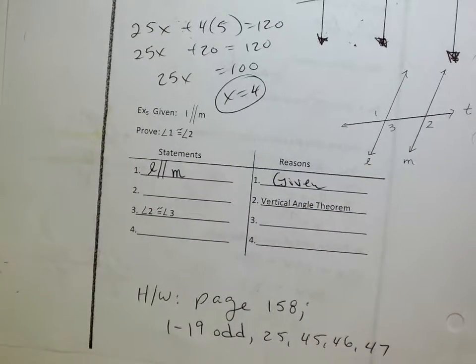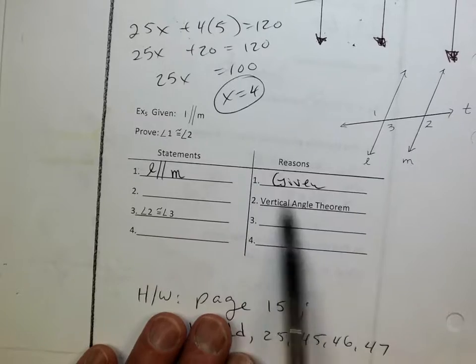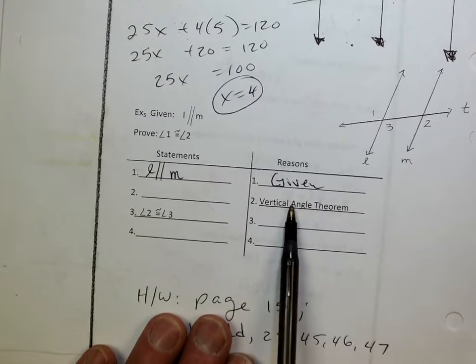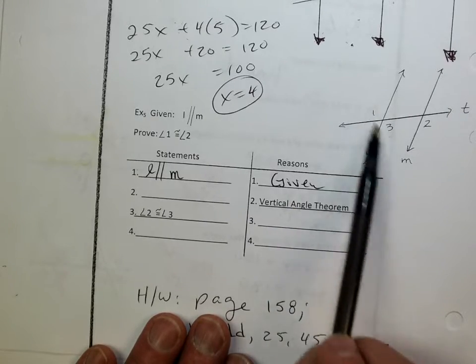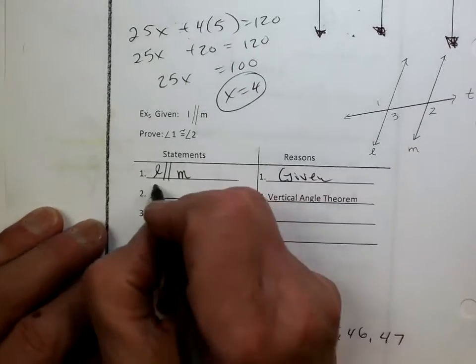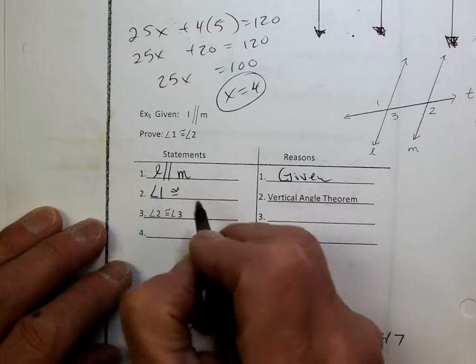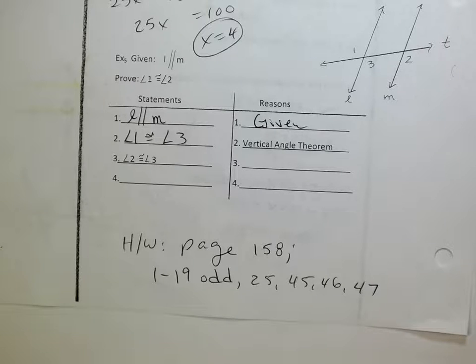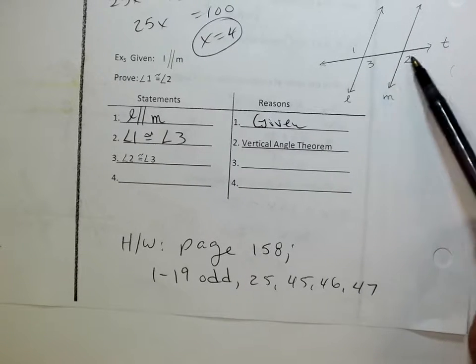Now, number 2 here says something about a vertical angle. Okay, so that's a hint. I think I see a pair of vertical angles up there, don't you? How about 1 and 3? So let's say angle 1 is congruent to angle 3 by the vertical angle theorem. Good. Okay, now 2 is equal to 3. Where'd that come from?